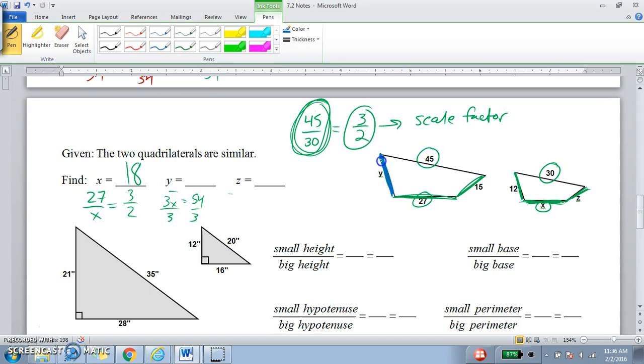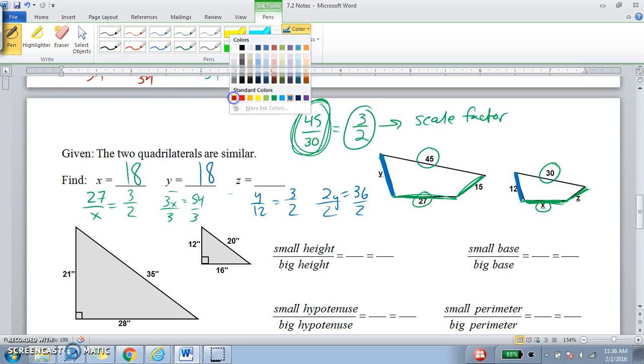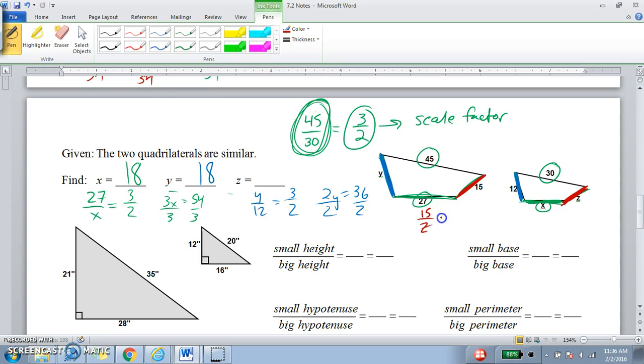Same thing for y. Y is on the bigger shape, so we're going to compare y to 12. Y compared to 12 is the same as 3 compared to 2 again. Cross multiply, you get 2y equals 36. When you divide, y equals 18. And finally, for z, z compares to 15. 15 is on the bigger one, so we're going to write that first. 15 over z is the same thing as 3 compared to 2. Cross multiply, 3z is the same as 30. When we divide by 3, z is 10.